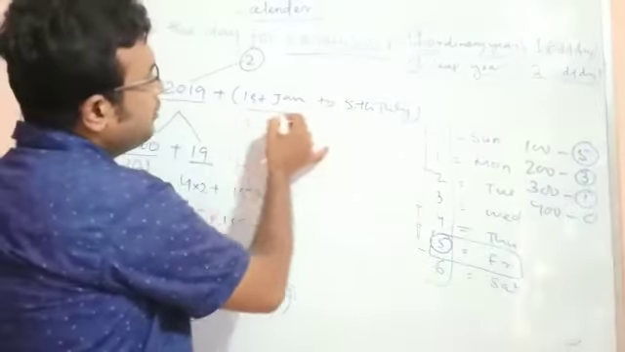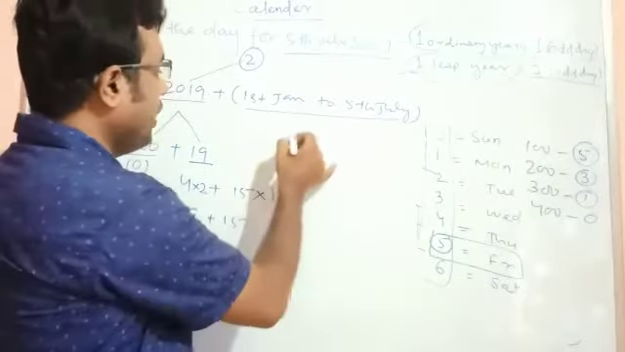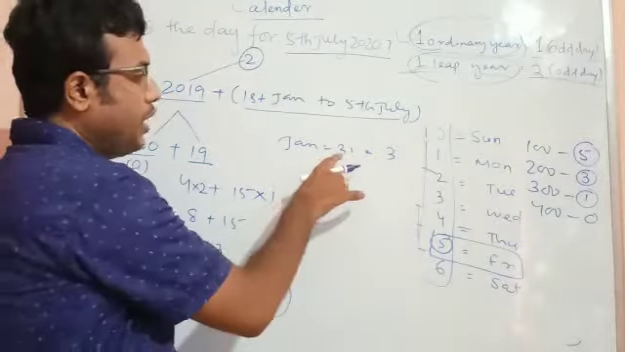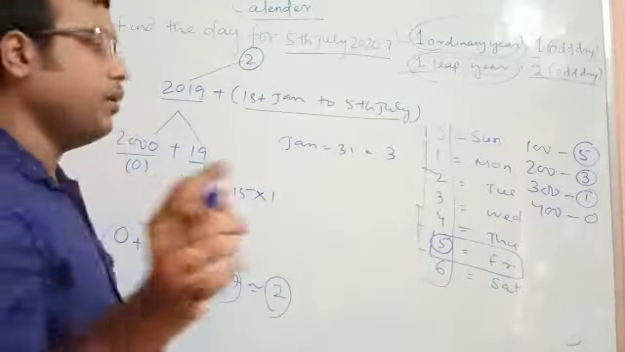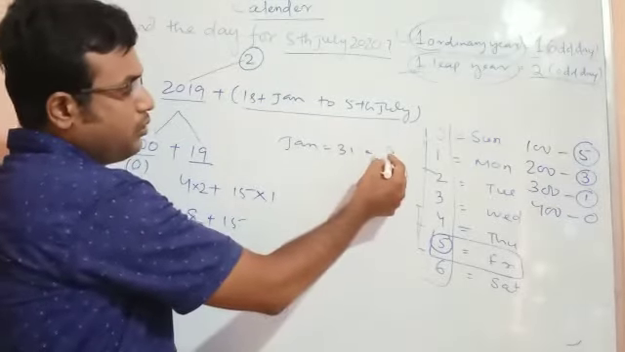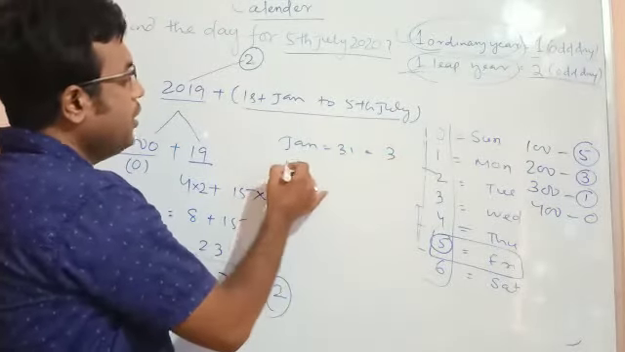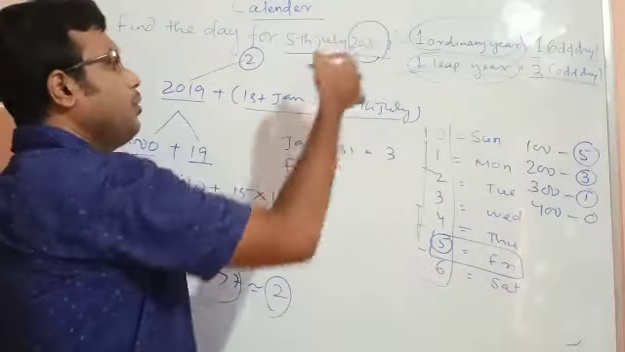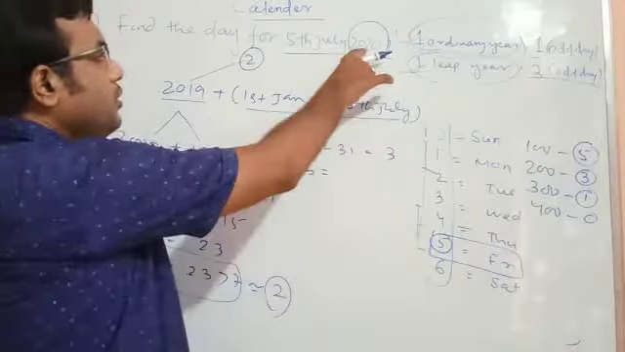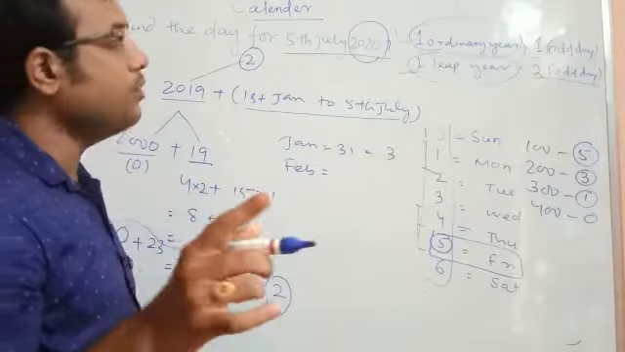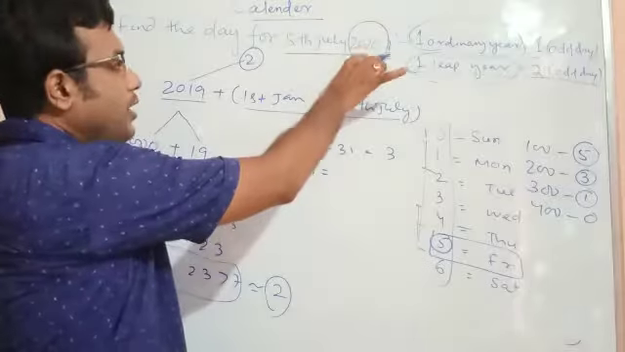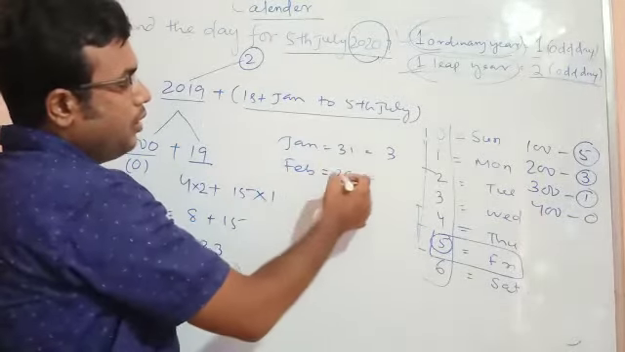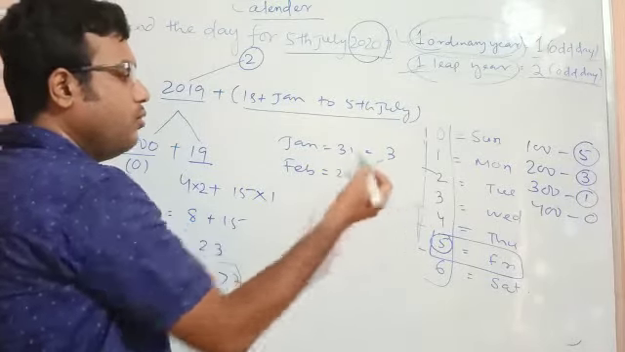Then calculate from 1st January to 5th July. January, how many days? 31. 31 means 3. How? Because 31 is divided by 7 and we take the remainder, which is 3. For easier calculation, you take 3, don't take 31. For February, you check whether 2020 is a leap year or not. It is very important. It is a non-century year, not a century, but divisible by 4. So hence it is a leap year. So for February we take 29 days, and when you divide by 7, the remainder is 1.